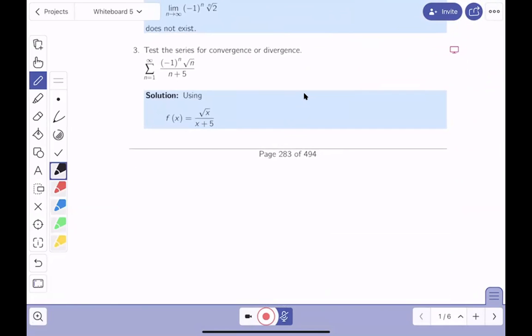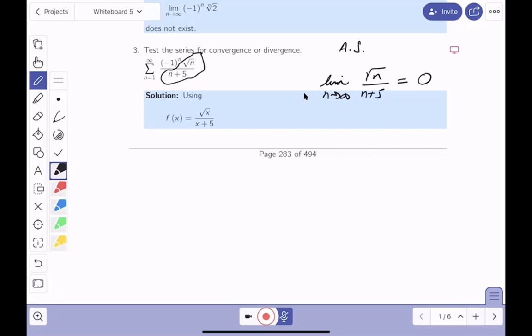And let's just take a look at that. It is an alternating series, and what do I want to do? Let's take a look. The limit as n goes to infinity of root n over n plus 5. This is the a_n in the problem, by the way. What would that give me? That would give me 0.